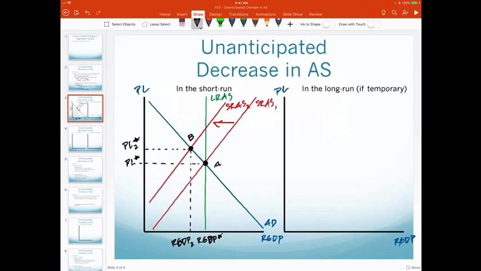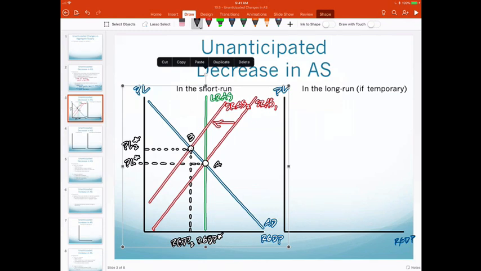Okay, all right. So now, in the long run, if it is temporary, that is, if the war ends and things go back to normal, then what happens is this short-run aggregate supply curve shifts and transitions back to where it was. So let's draw this over here on the right, and let's copy this.